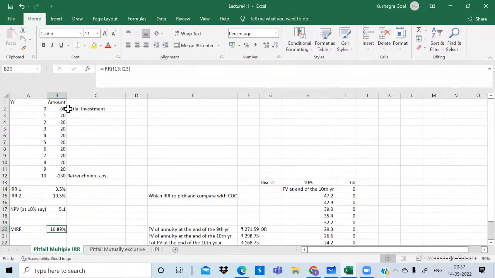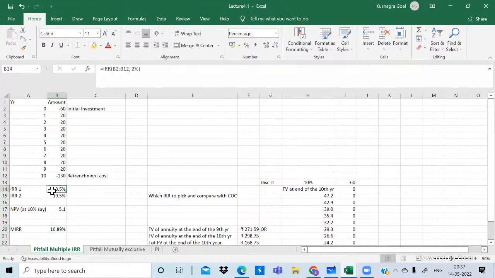So what is happening over here? The sign is changing twice. You have a negative number and a positive number, so it's changing once, and then again from positive to negative. Which means the sign is changing twice. So if the sign is changing twice, you'll have two IRRs. So how do you calculate two IRRs?